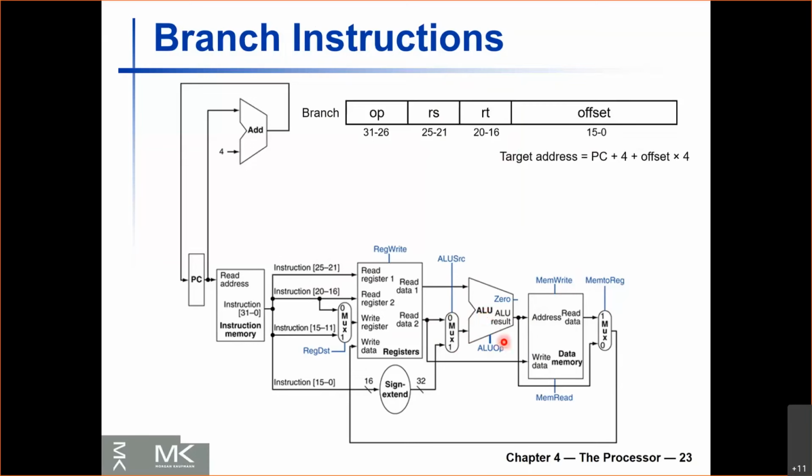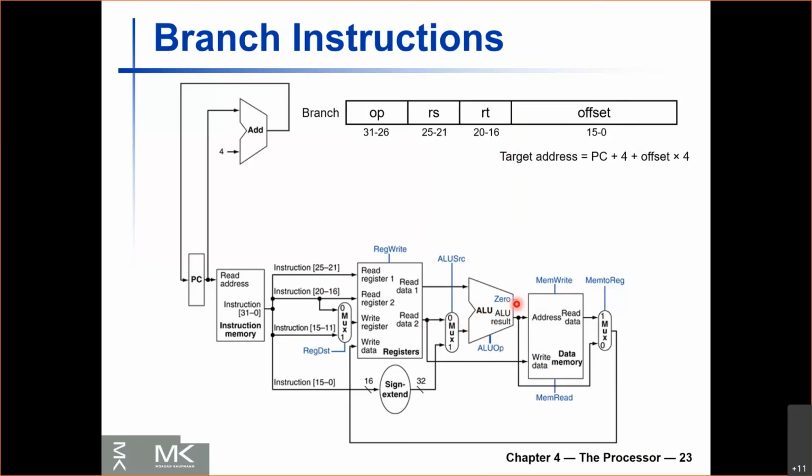And if we set ALU op to subtract, then we're going to subtract RS and RT. And if they are equal, we will get this 0 flag set to 1, which means that we need to take the branch. So we already have support for comparing RS and RT and getting a flag that tells us whether or not the branch should be taken.